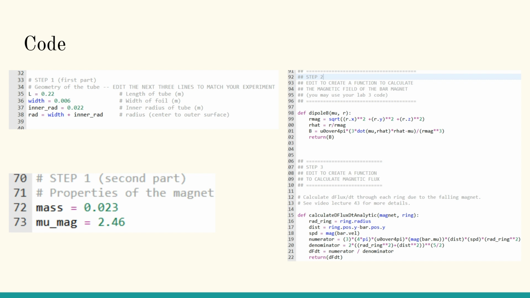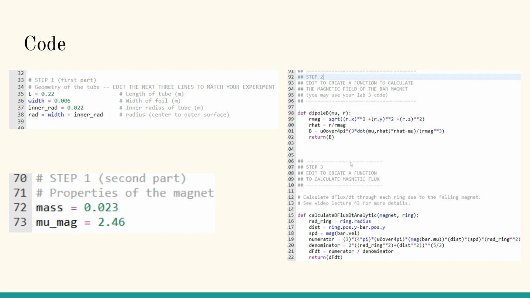So here's the code that I used. The length of the tube was again 0.22 meters. The width of the foil was 0.006 meters, and the inner radius of the tube was 0.022 meters. So then I set the mass and the magnetic moment, or the mu, of the magnet, and then the dipole B of the magnet based on mu and R, and then calculated the d flux dt.